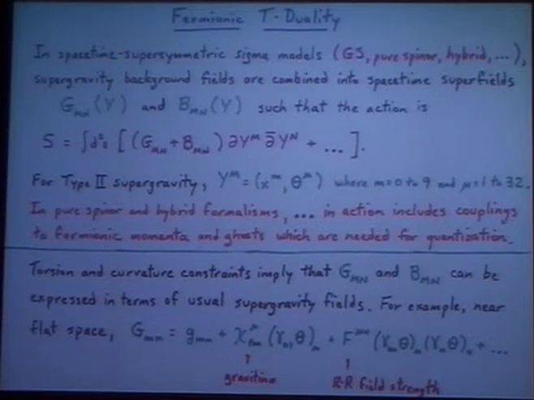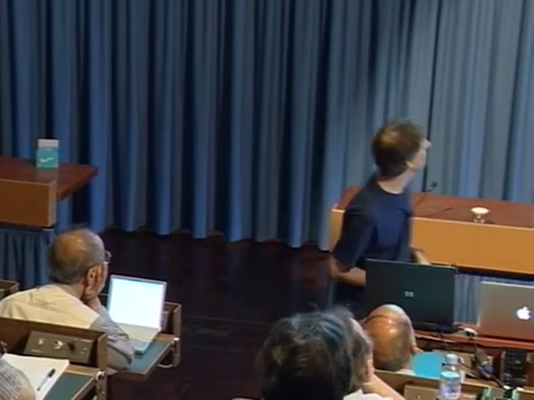So for example, if you expand near flat space and you take the vector indices for capital G, you find the theta equals 0 component is just the usual metric, then you get the gravitino, then you get the Ramond-Ramond field strength, and then you get derivatives of these fields. Okay, so now we put this into a sigma model.